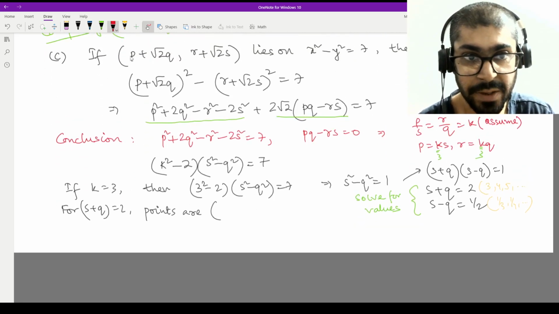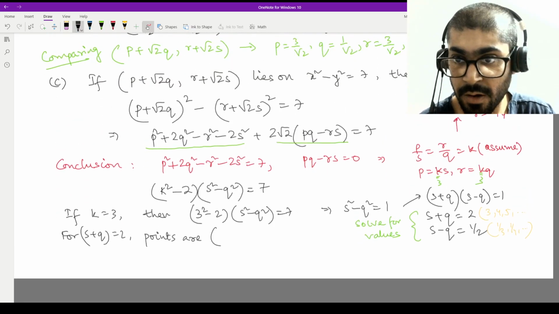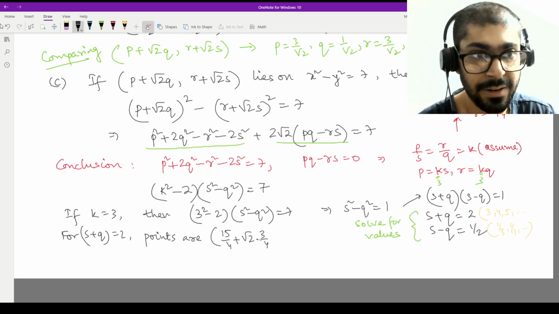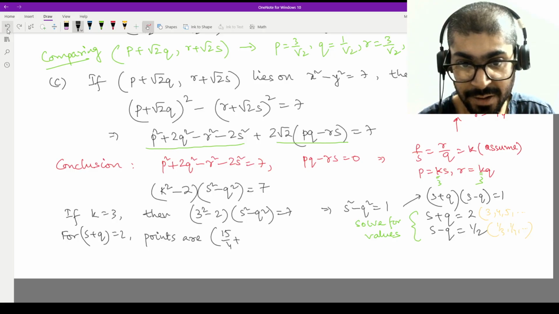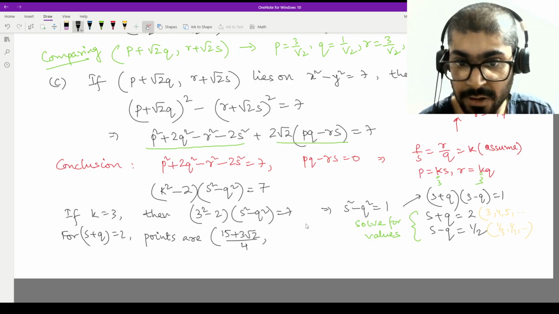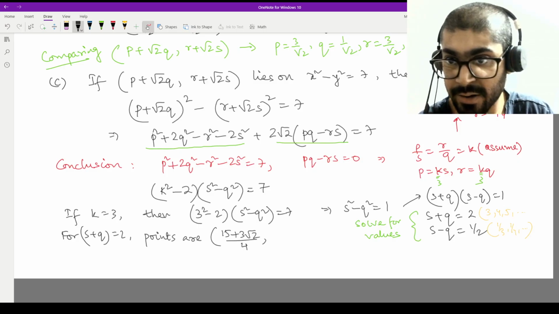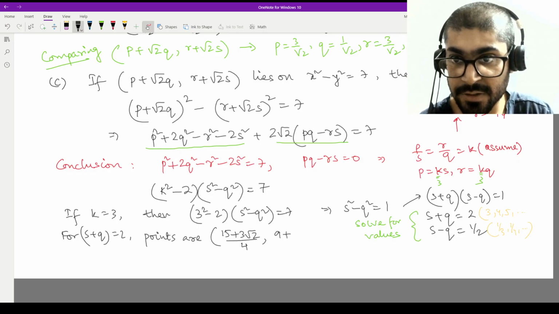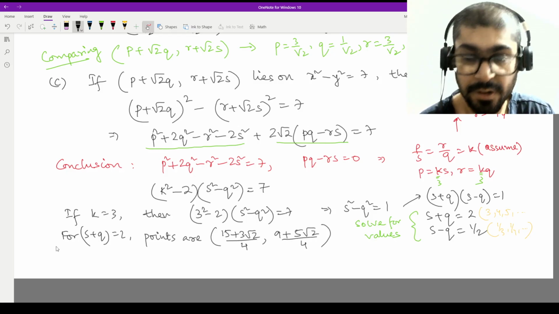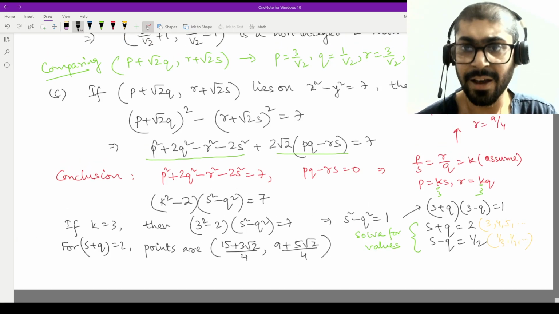So our points would be p plus root 2q, right? So 15 by 4 plus root 2 into 3 by 4. I can write 3 root 2 by 4, right? So 15 plus 3 root 2 by 4, comma, r, which is 9, plus s, 5 root 2 by 4. Now this is only one point, and they only want one.